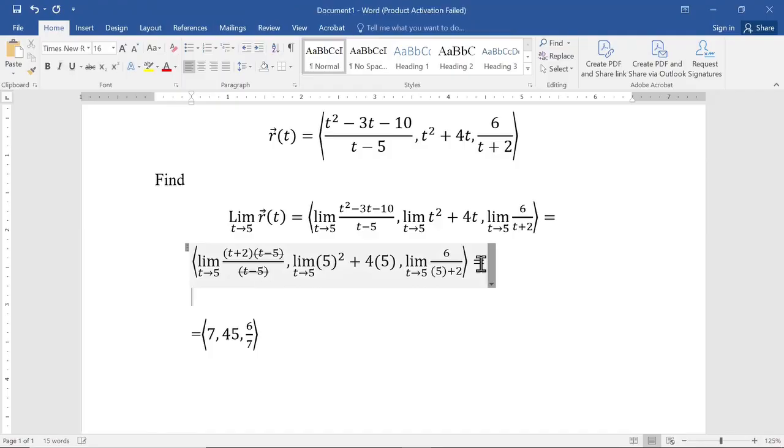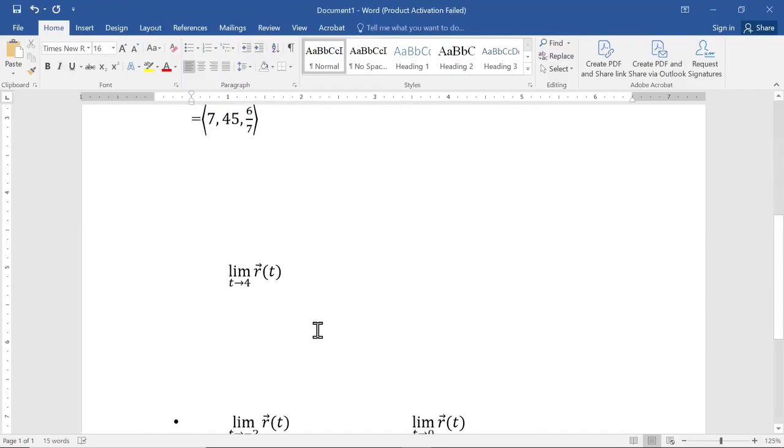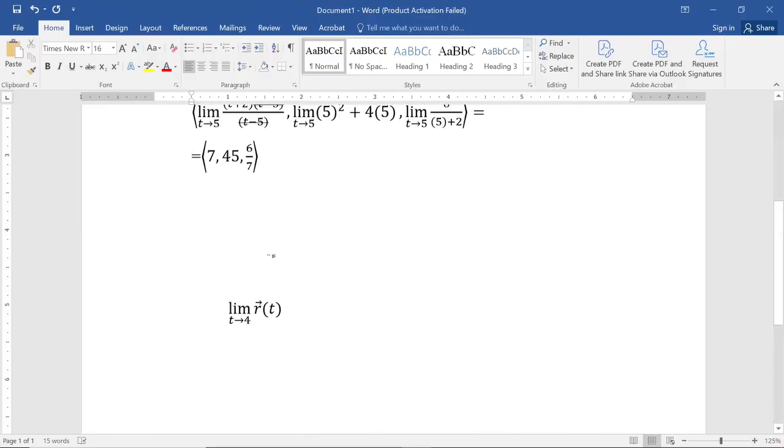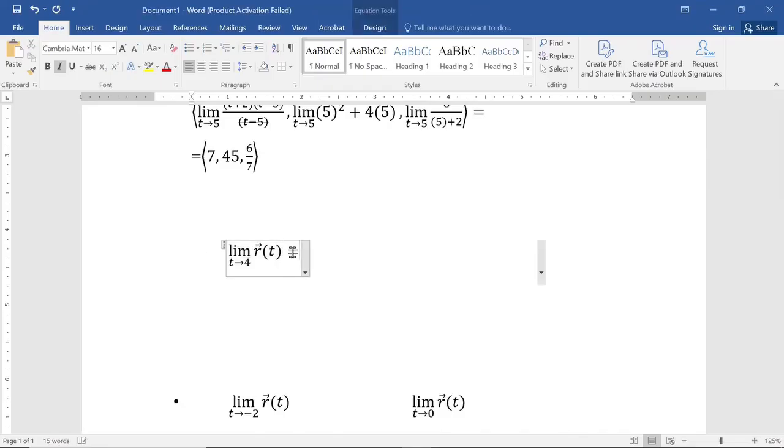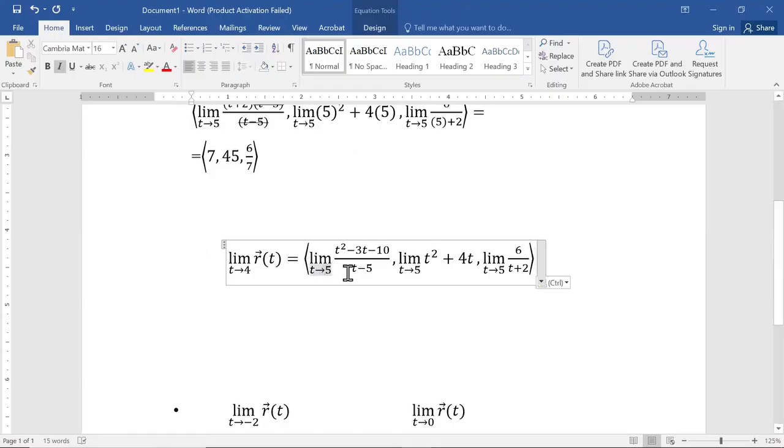And that's it for that one. Let's take a look at what happens when we take the limit as t gets closer to 4. Well, we're going to do the exact same thing, but this time we're going to let t go to 4, instead of letting t go to 5.